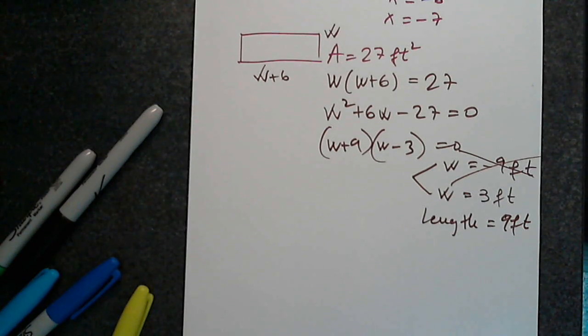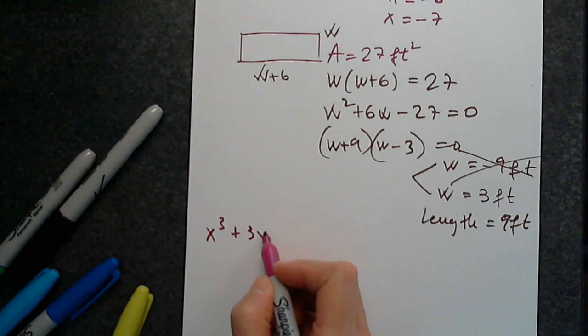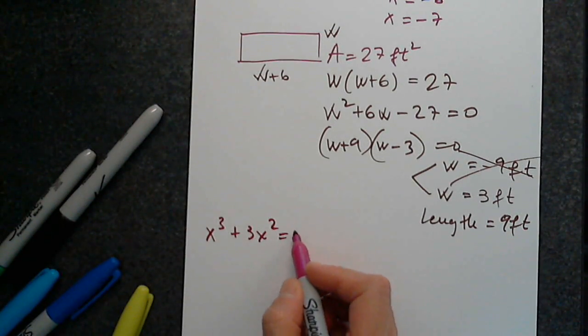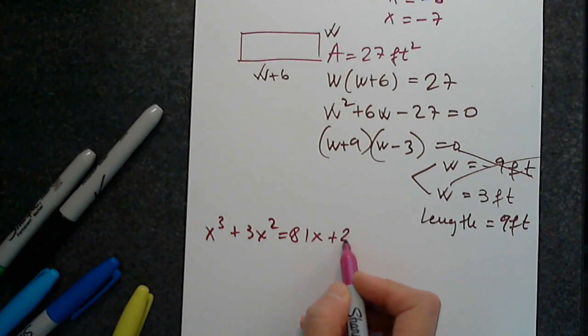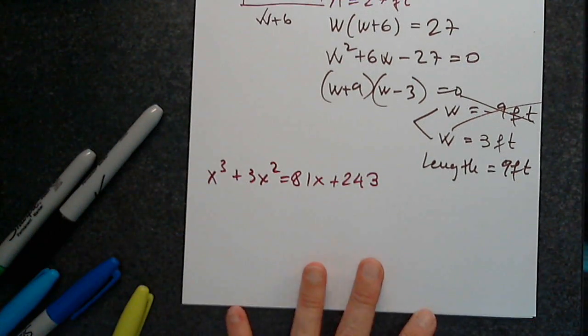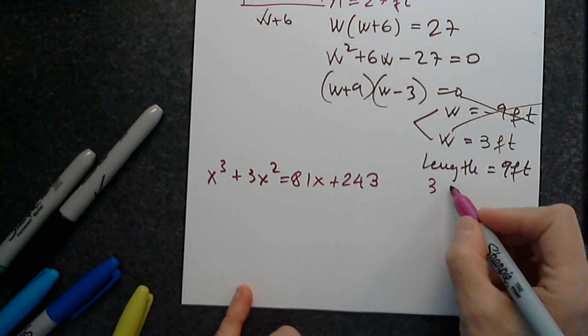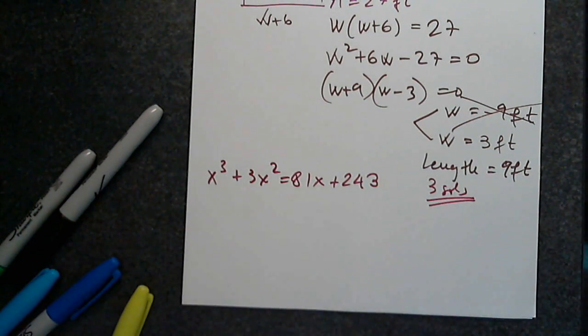We are asked to solve a polynomial equation, which is x to the third plus 3x squared equals 81x plus 243. It's a polynomial equation. What is the degree and how many solutions do I expect? 3, because the degree is 3. Make yourself a note so we don't forget 3 solutions. If I only get 1 or 2, something is wrong.